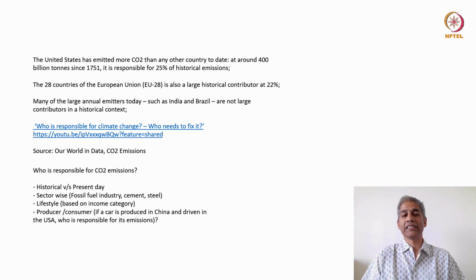And so which are the major industries that contribute to fossil fuel emissions? They are basically the fossil fuel industry, of which electricity generation is a major cause. Then cement and steel industries are major contributors to CO2 emissions. You can look at it from the lens of lifestyle. So basically, people with high incomes are the major contributors to CO2 emissions in the present day. And so even within India, there is a very large disparity, with people in the top 1% contributing out of proportion to the population, to the carbon footprint of India.